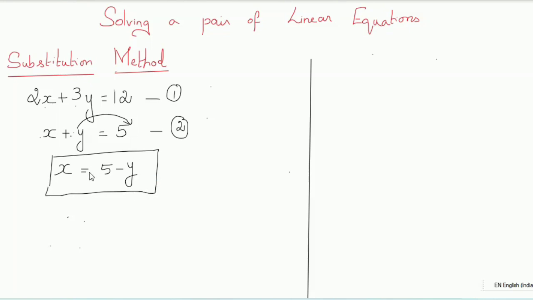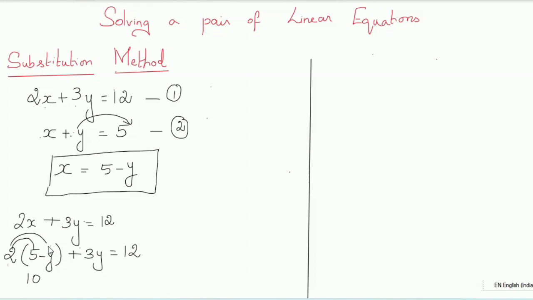After expressing, now I have to substitute this x in the first equation. So 2x plus 3y is equal to 12. This is my first equation. So now x takes the value 5 minus y. So it is 2 times of 5 minus y. Ensure to enclose the values inside the bracket as there are two terms. Plus 3y is equal to 12. Now evaluate the bracket. So you know how to evaluate, isn't it? 2 times of 5 is 10 and 2 times of y is 2y, and the sign is plus minus is minus.